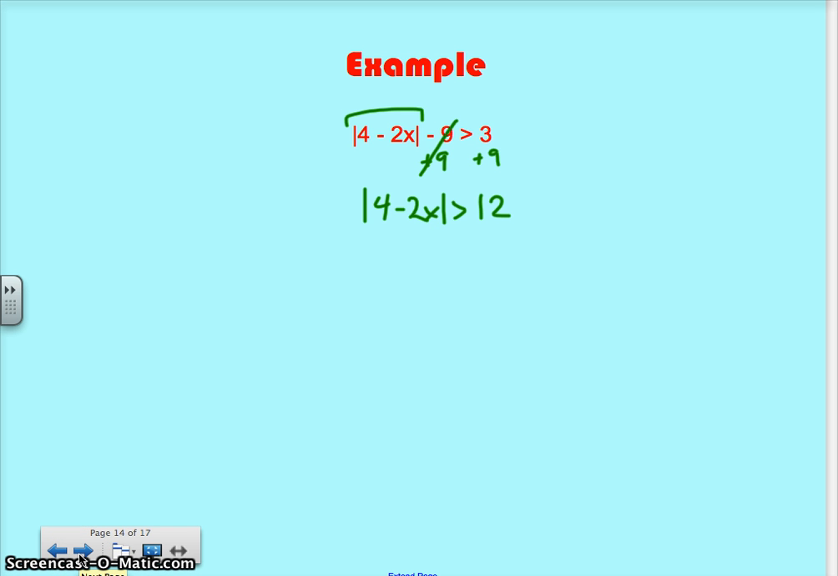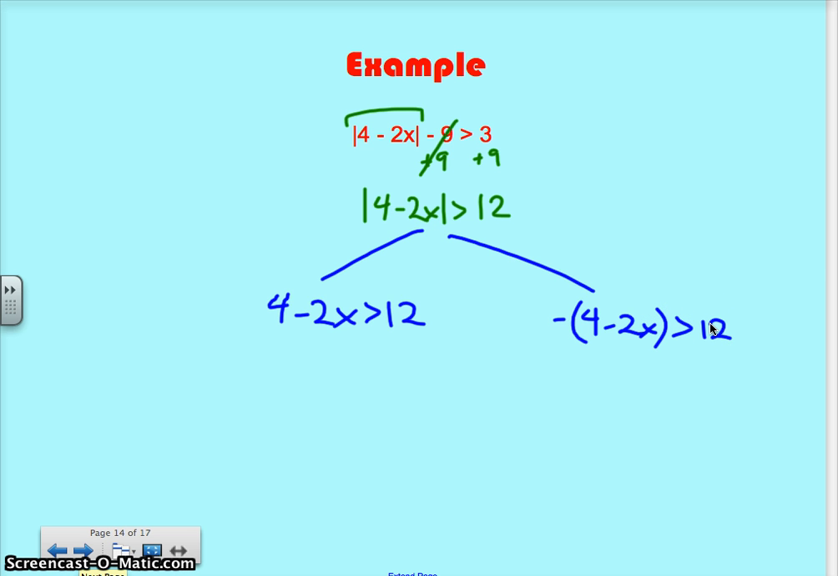So now I can set up my two equations here. I'm just going to draw little lines down from them. Okay, so the first one I'm just setting up just like normal there. So it's going to be 4 minus 2x is greater than 12. And the second one I'm going to set up is going to be negative multiplied by 4 minus 2x, and that's greater than 12 as well.